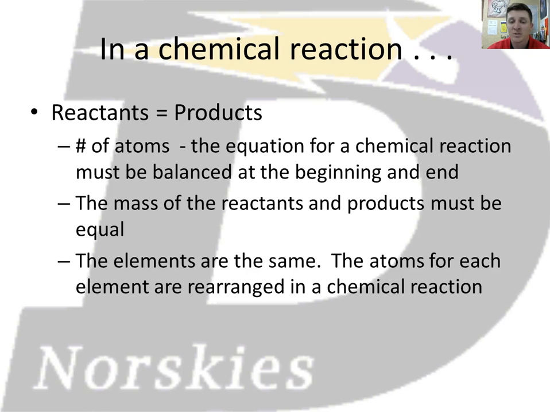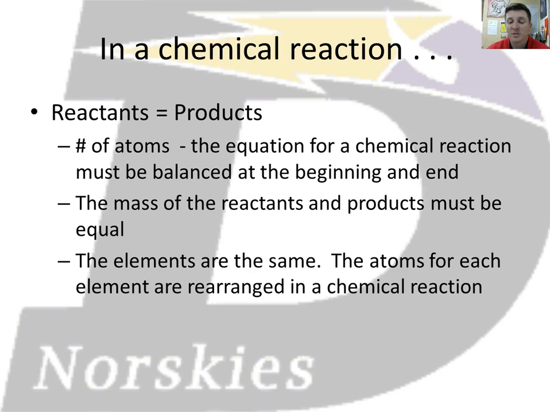For numbers of atoms, this is going to be the equation for a chemical reaction. We have to understand that it's going to be a balanced chemical reaction. And we're going to actually balance chemical reactions later on. That's going to be a separate learning target because there's so much that goes along with that. Obviously, the mass of the reactants is equal to the mass of the products. So what we start with in terms of the reaction, in terms of mass, must equal at the end. The mass must be equal to the products as well.